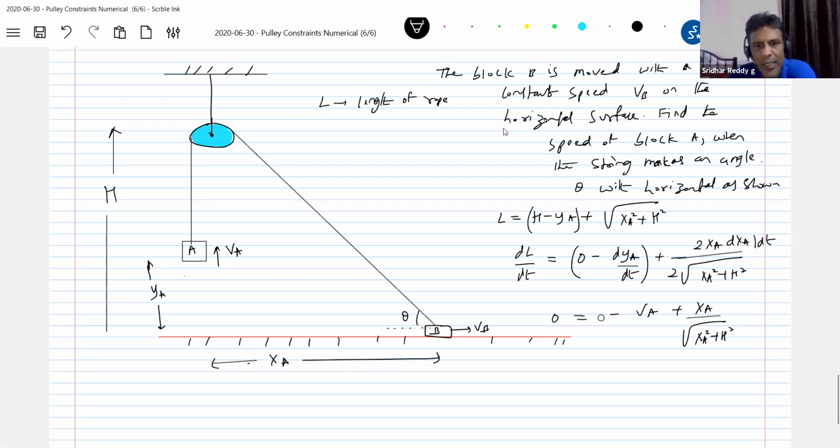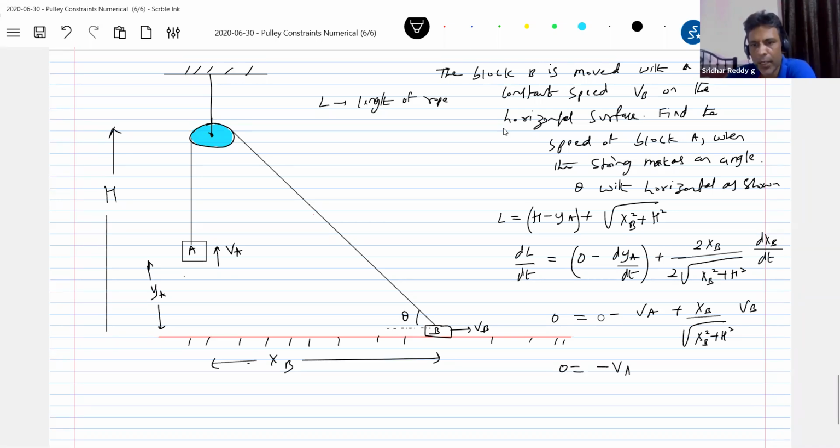So dXA by dt, what it will be? Sorry, dXB, symbol. Let me change it a bit. Carefully make observation of symbol. XB, that one. So dXB by dt, you know. Differentiating this. So what is dXB by dt? Should be equal to velocity of the block B. Write it here now.